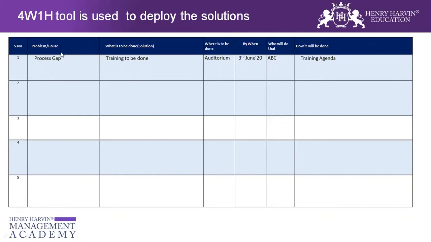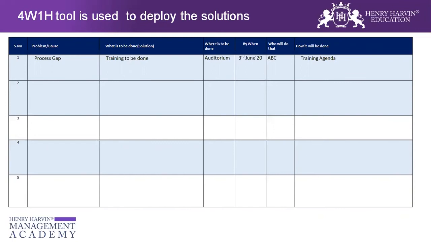Since you'll be mapping it with the causes that you have, here you mention the confirmed cause. Here you mention what is the solution that you will be implementing. Where are you going to implement the solution? Probably which particular state, which particular city, which particular area. By when you would be implementing this solution. Who will be implementing it, and how it will be done. There is an example given here. Process gap was the cause, and there was a training which is supposed to be conducted. It is to be done in the auditorium on 3rd of June, and a person whose name is ABC will be doing this training.